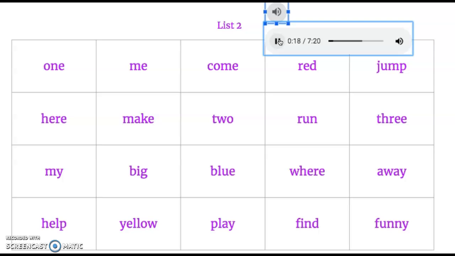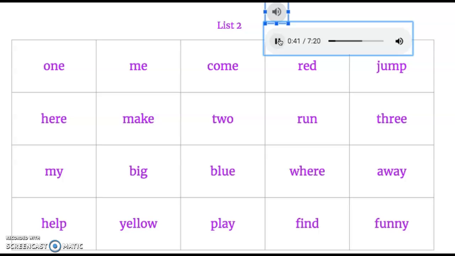The first word is one. One. This is probably one of the trickiest words because the N says N, but the rest of the letters in this word don't really make sense. If we segment it, it sounds like this. One. A sentence we could use is, I have one pet at home.